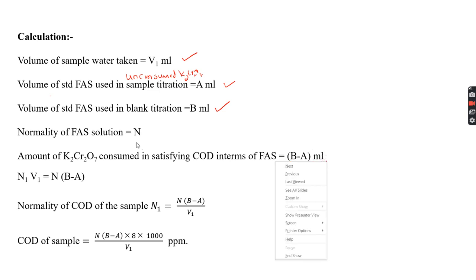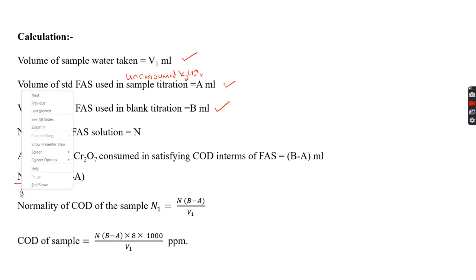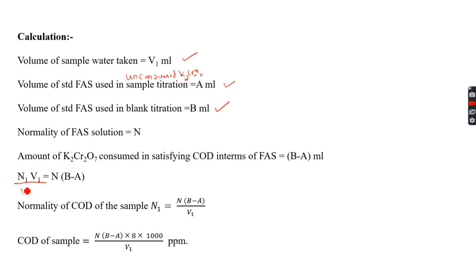And you know the normality of FAS is N, so we use the standard equation N1V1, where this one is for the water sample and this one is for FAS. So N1, the normality of COD of the sample, is equal to N, the normality of FAS, into B minus A, the blank titer value minus the sample titer value, divided by V1. This gives the normality of the water sample.